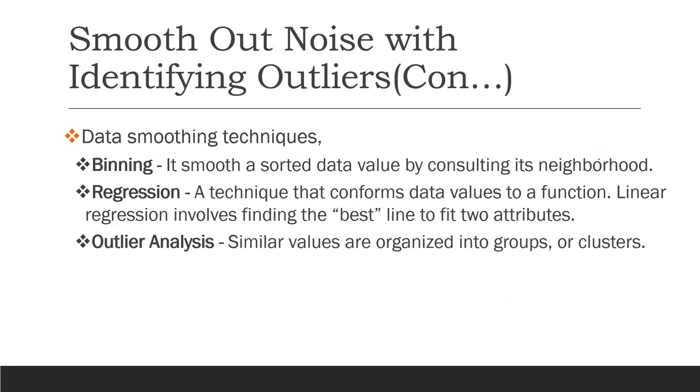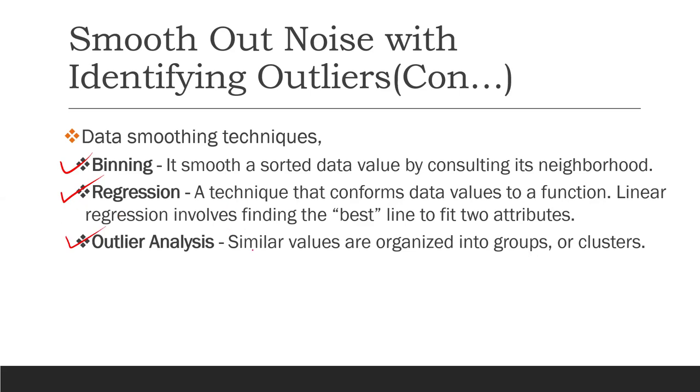Now we will look at how we can handle the outlier values, right? To handle the outlier values, normally we are using binning techniques. Handling means smoothing the outliers. How can we smooth the noisy values? Normally we use the binning techniques, or maybe regression analysis, or maybe outlier analysis, right?